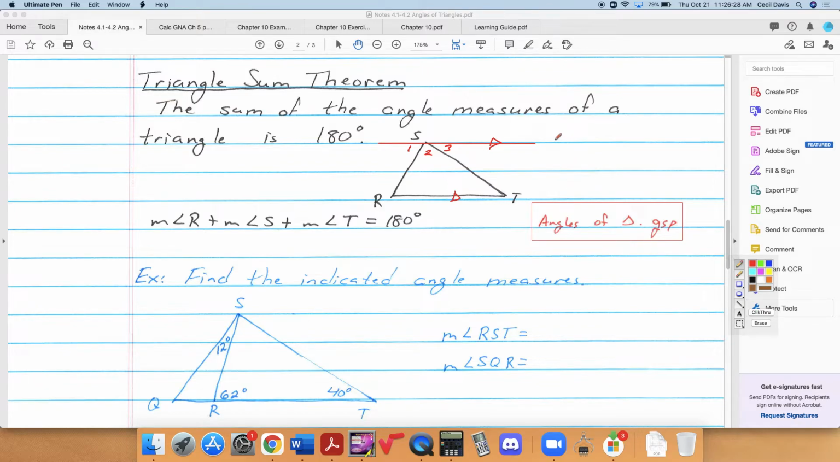So what do we know about the sum of the measure of angle 1 and the measure of angle 2 and the measure of angle 3? It's 180. How come? Because it's a straight line. Is it because of the triangle sum theorem? No. It's half a circle. Well, alternate interior angles, we'll get to that. I'm just talking about 1, 2, and 3.